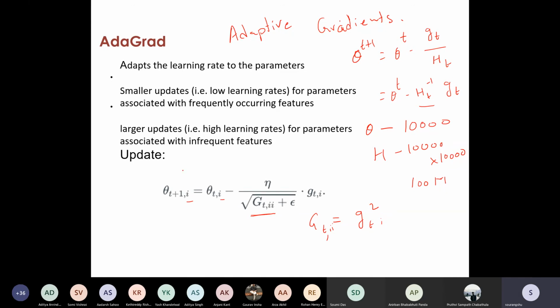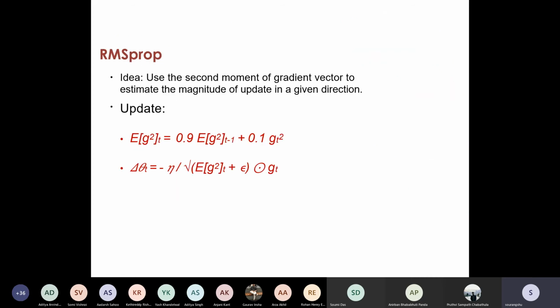Okay, and this is basically the AdaGrad method. Okay, and there is another commonly supplied method, though it is not so commonly used these days, which is the RMSProp method.